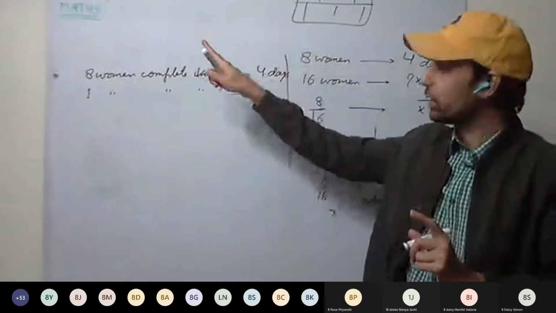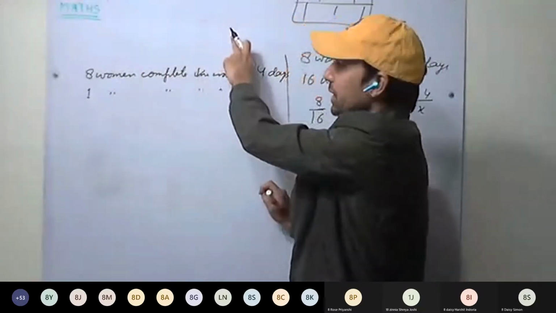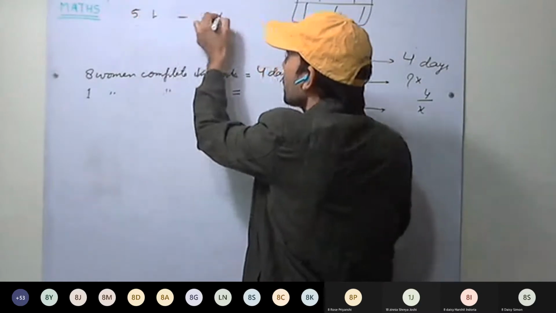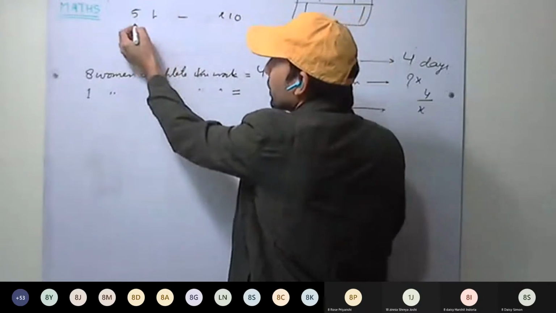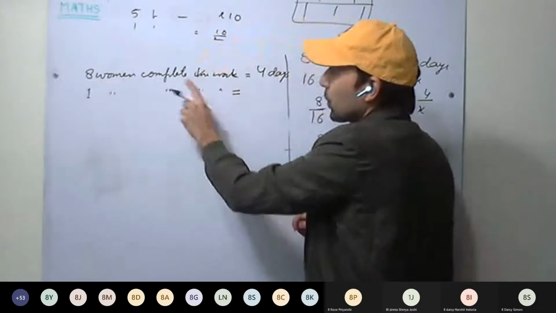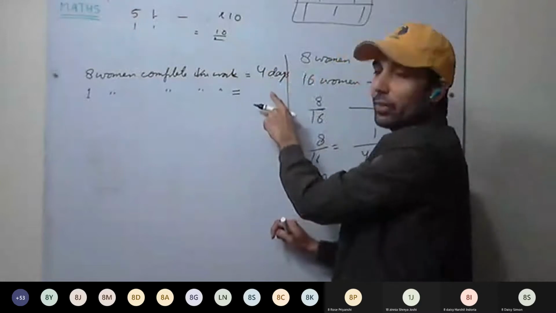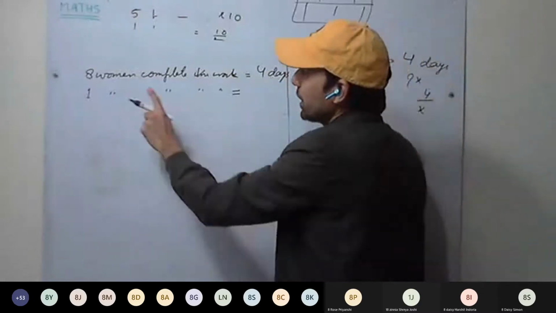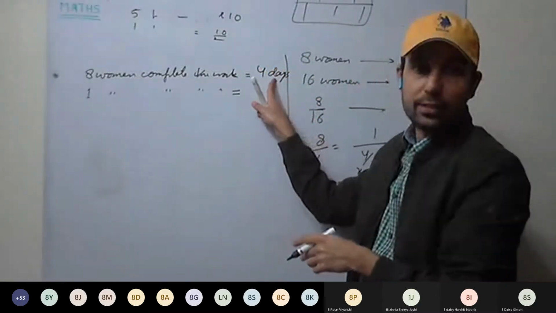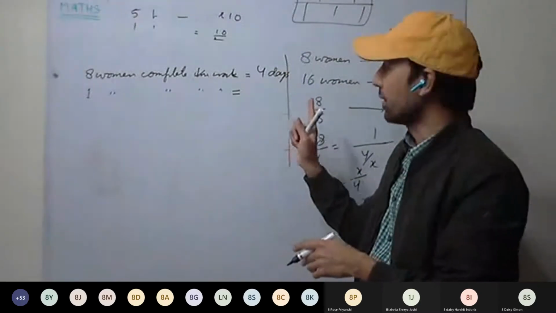In direct proportion, one quantity increasing, other quantity as well increasing. So 5 toffees cost rupees 10. They are in direct proportion. One toffee will cost 10 upon 5. But here they are in inverse proportion. 8 women complete the work in 4 days. So how to know whether we have to divide or multiply? See here, if number of women are increasing, number of days to complete the work will decrease. More the women, less the days.